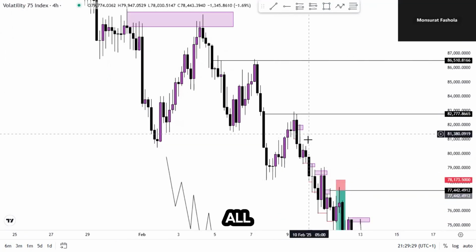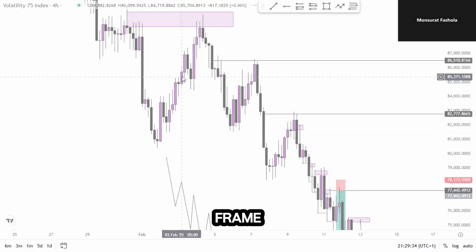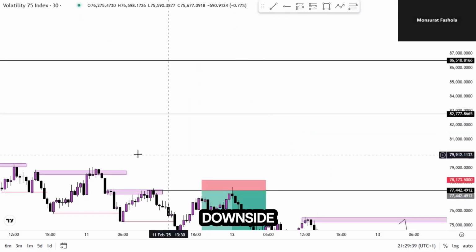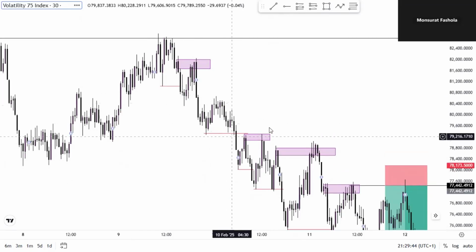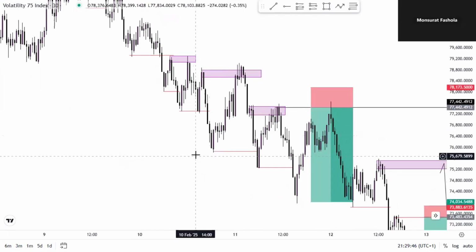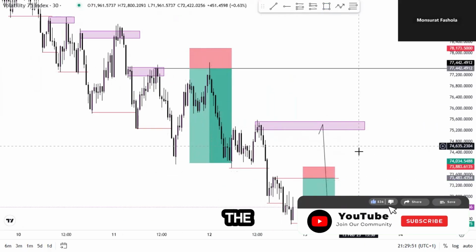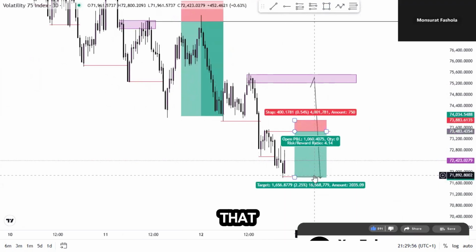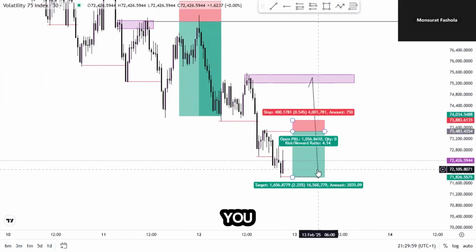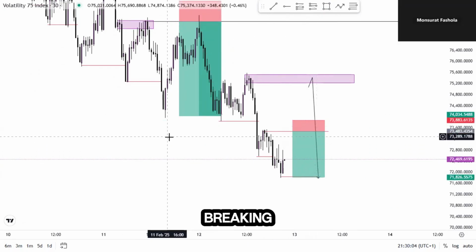After identifying all these, I'll now switch to the 10 minute time frame or the 30 minute time frame. So be looking for what? Break of structures to the downside. I need to be seeing price breaking the lows. Not highs, rather price breaking lows. Price breaking the lows to the downside.